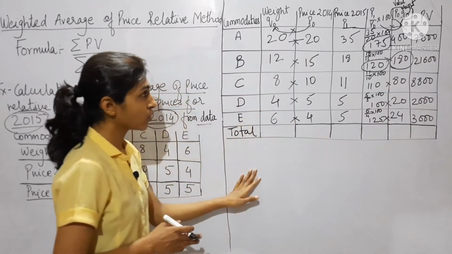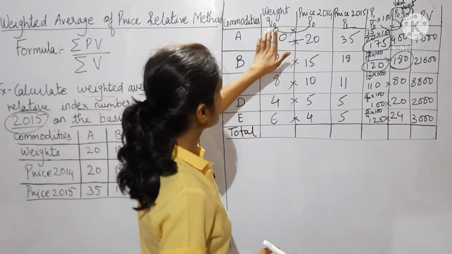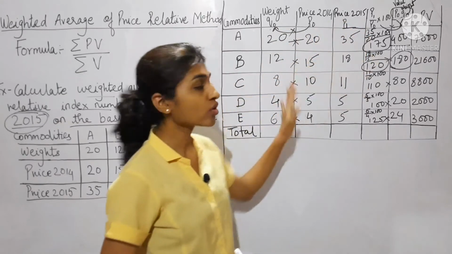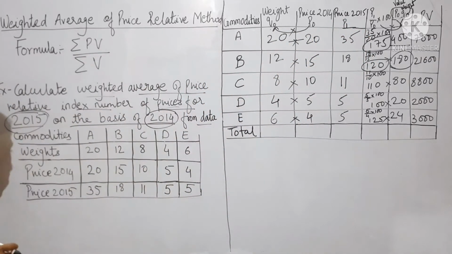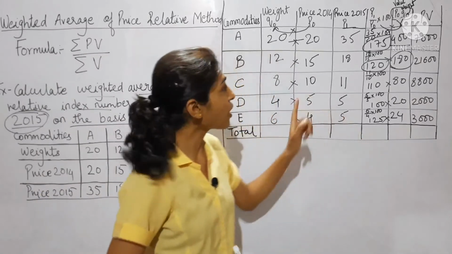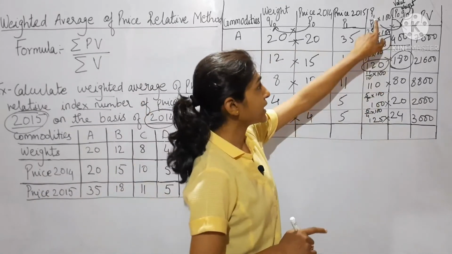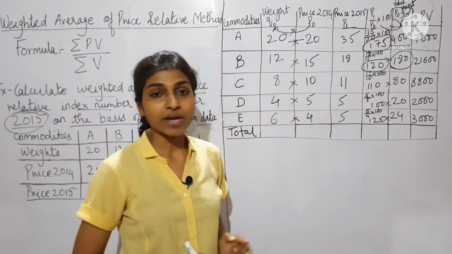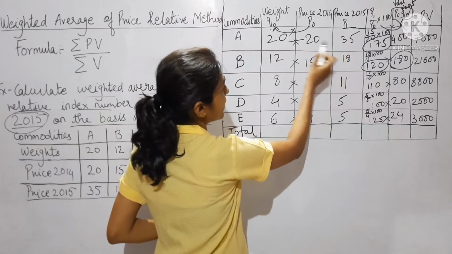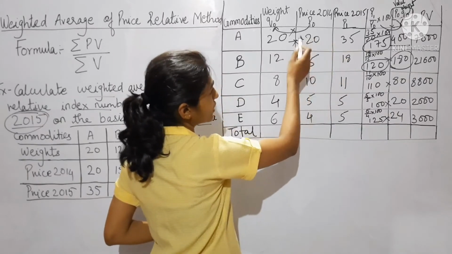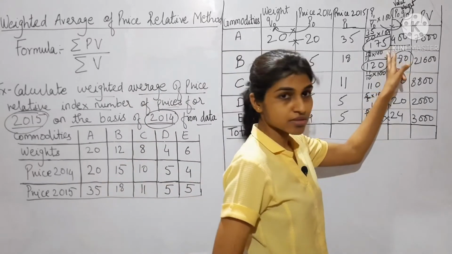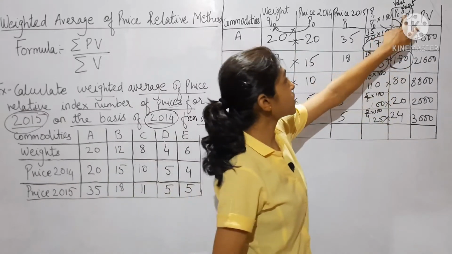Simple, I will explain you again. First P, Q0, P0, P1. Okay, all this value you are going to get from the question itself. Next, what you have to find? You have to find price relative. How you are going to find the price relative? By taking the formula P1 divided by P0 multiply by 100. So P1 is here. So divided by value of P1 by P0 and multiply it by 100. Write the answers.